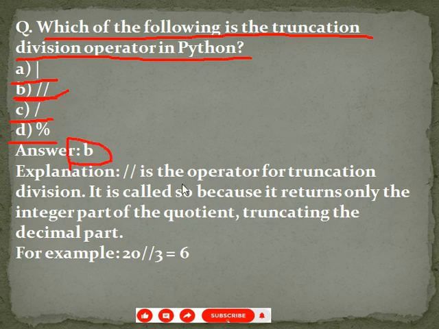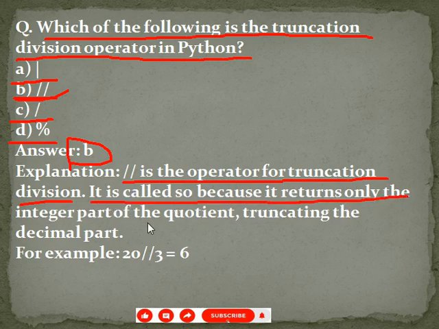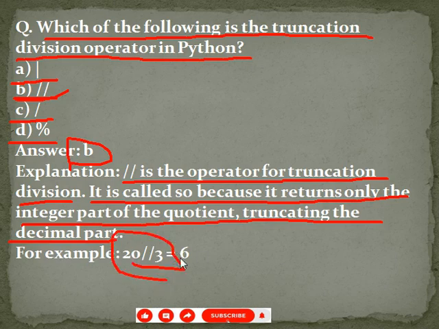See the explanation. Double forward slash is the operator for truncation division. It is called so because it returns only the integer part of the quotient, truncating the decimal part. For example, when you divide 20 by 3, it will return 6 only.